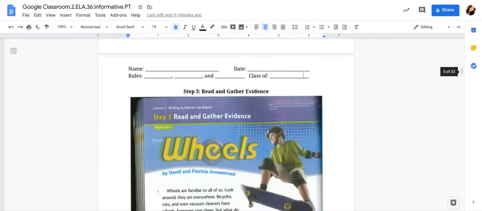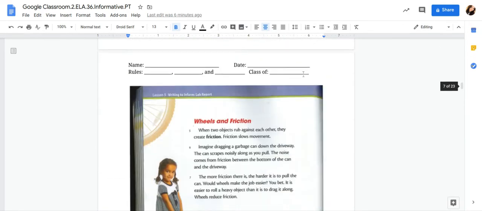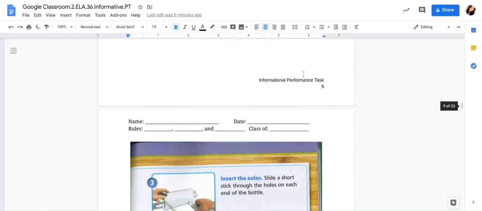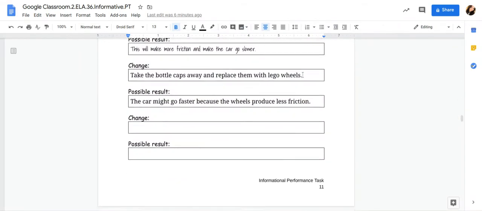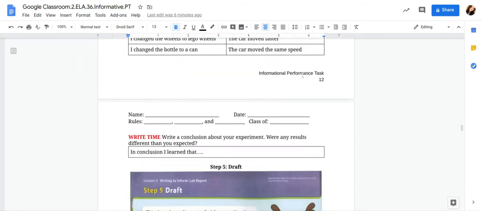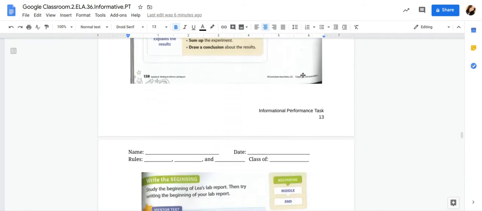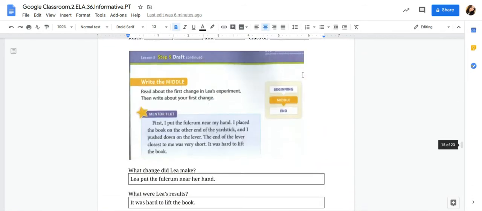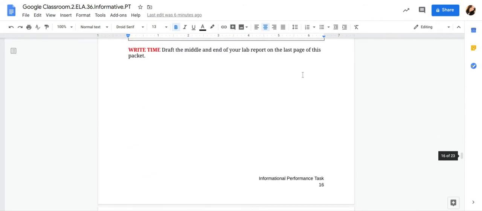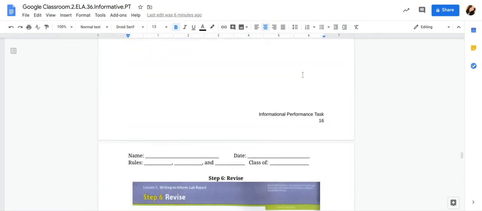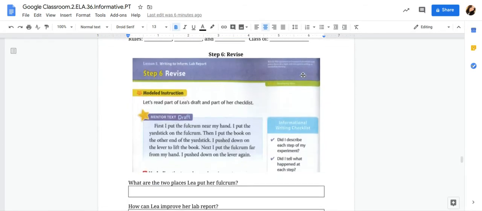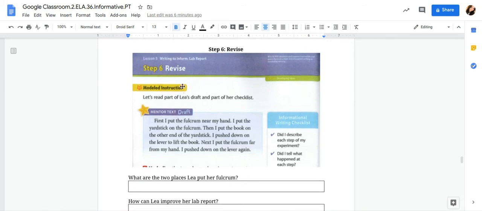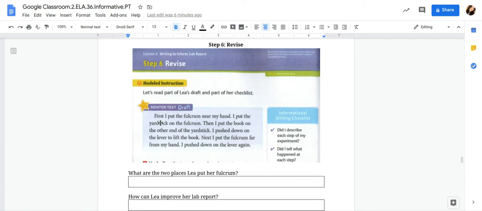Yesterday I wanted you just to start drafting your report. Now we're going to start revising our report. Revising means we're just going to add a little bit more details to it. So, let's go ahead and go to this page where it says Step 6 Revise. Let's read parts of Leah's draft and the part of her checklist.